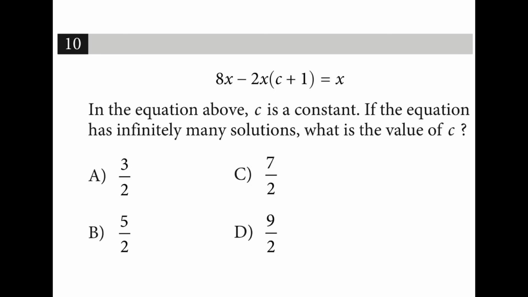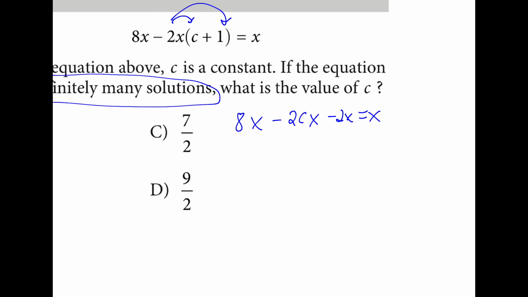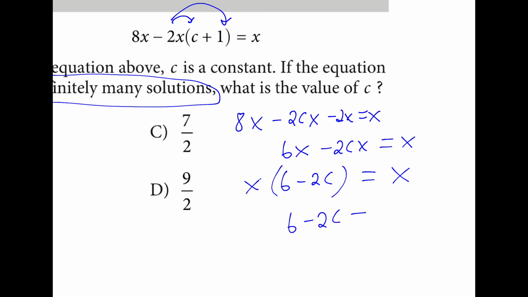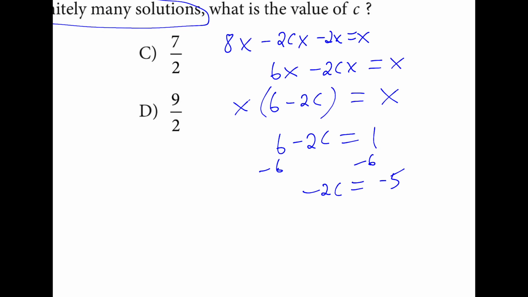They tell you that this one has infinitely many solutions. So if we distribute, this is our new equation. So 8x minus 2x is 6x minus 2cx is equal to x. So 6 minus 2c is what's left after we factor out the x. So what can we plug in for c to make this equal to 1? If we subtract 6 from both sides, we get that negative 2c is equal to negative 5, or c is equal to 5 over 2.